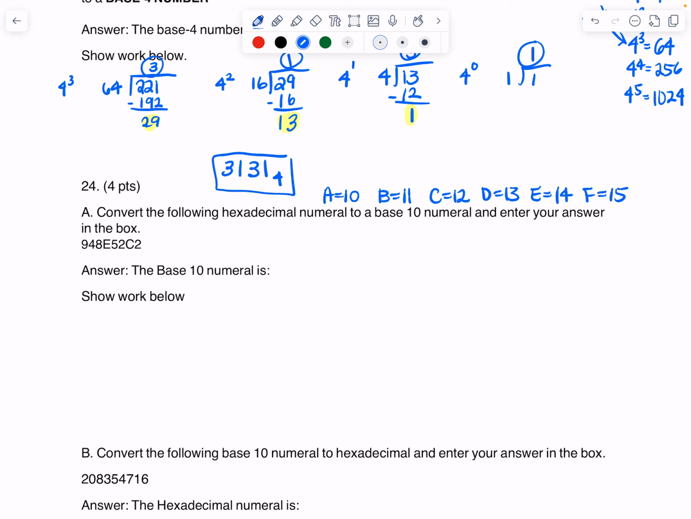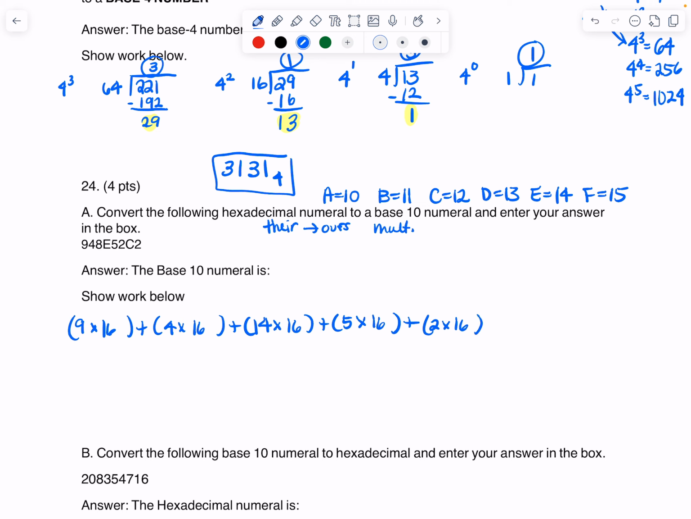Okay, so because I'm going from their system to ours, I'm going to multiply. So I'm going to do 9 times 16 to the power plus 4 times 16 to the power plus E. E is 14. So 14 times 16 to the power plus 5 times 16 to the power plus 2 times 16 to the power plus. Now C is 12. So 12 times 16 to the power plus. Finally, we get down to 2. So 2 times 16 to the power.